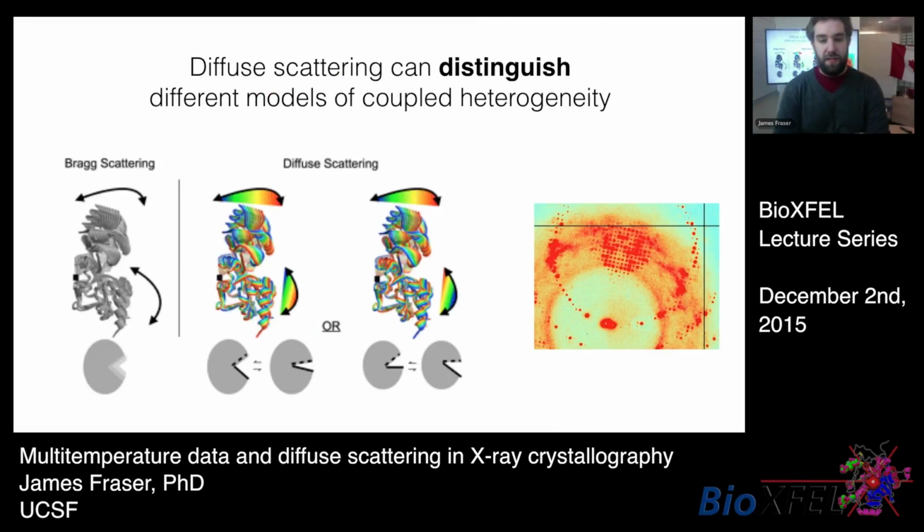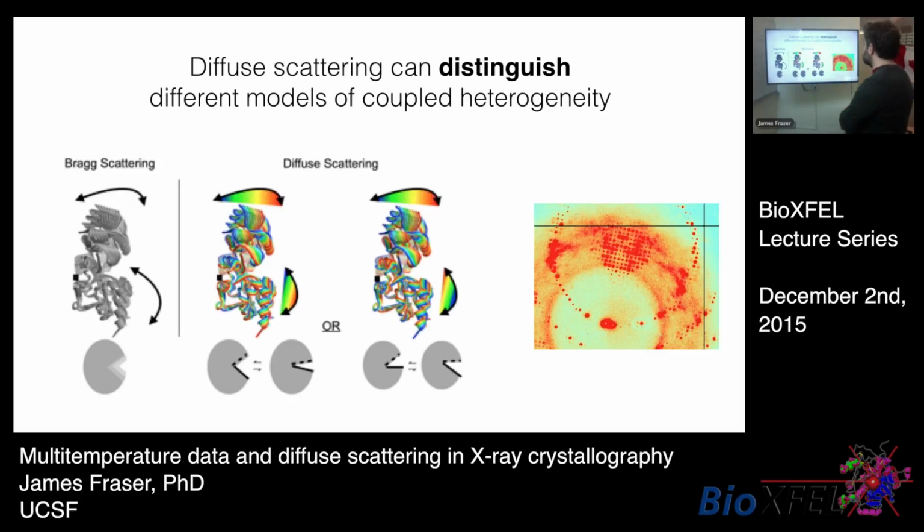And so diffuse scattering is all the X-ray scattering that is left on the detector outside of the Bragg peaks. And the real utility of it from a modeling point of view is that it can distinguish between different models of conformational heterogeneity that result in the same mean electron density distribution within the crystal. To illustrate that, if we imagine this protein here exchanging between different conformations, from the Bragg scattering we have no idea which of these conformations move together. We just have a view of the ensemble average electron density distribution.